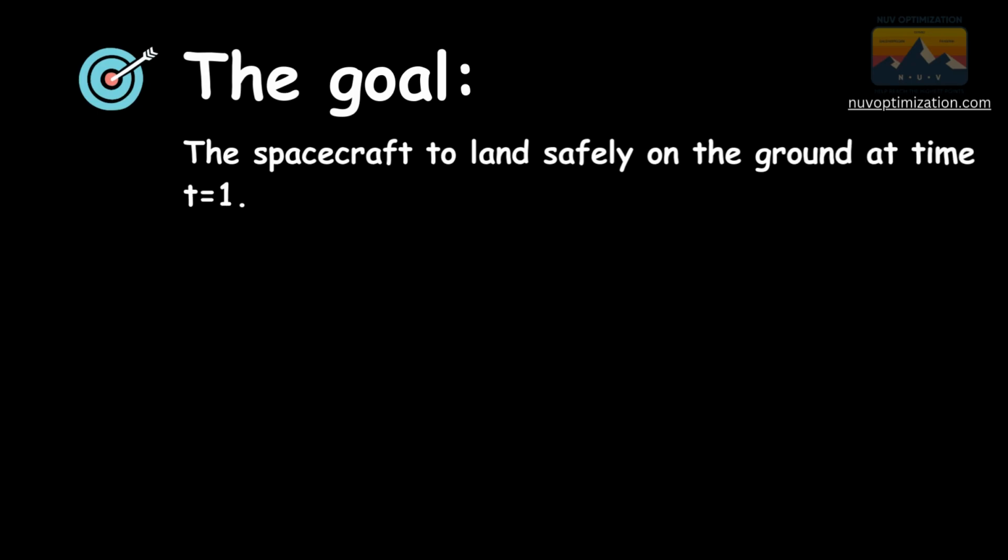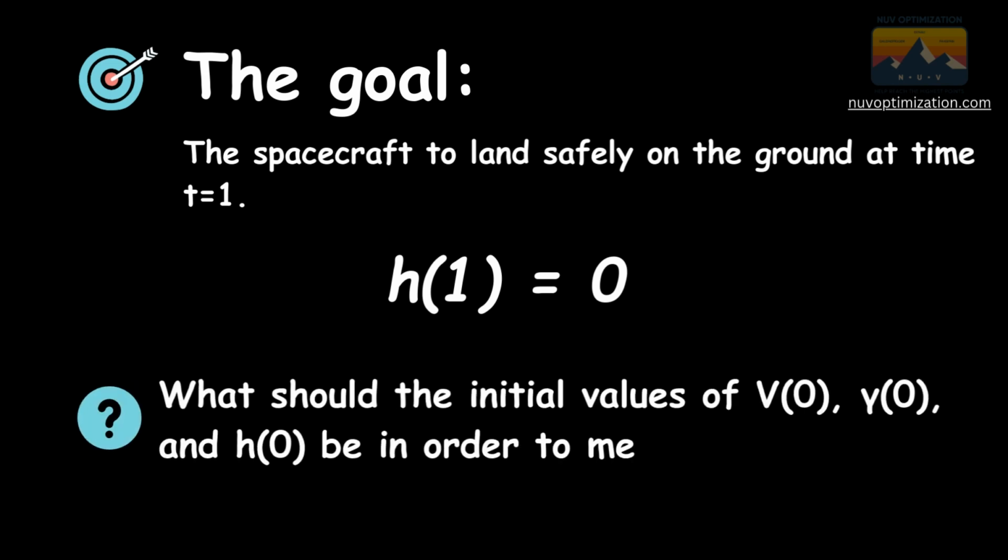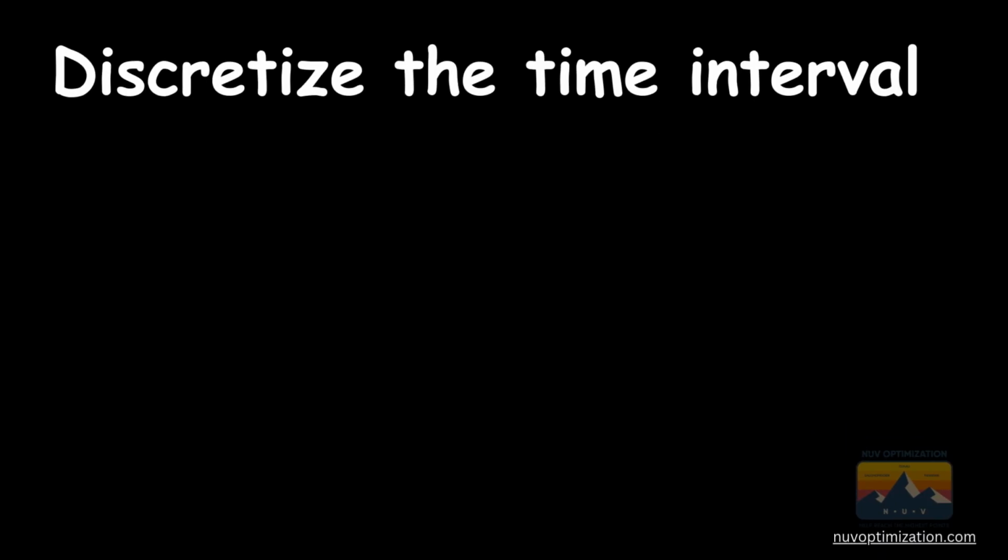For system control, we might ask, for example, if we want the spacecraft's altitude h to be 0, meaning it lands on the Earth's surface when time t equals 1, then what should be the initial choices? That is, the values at time t equals 0 for v, gamma, and h. To answer this, as we discussed in the first part of this video, we can discretize the time interval.